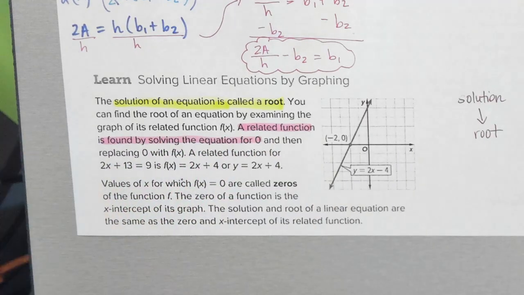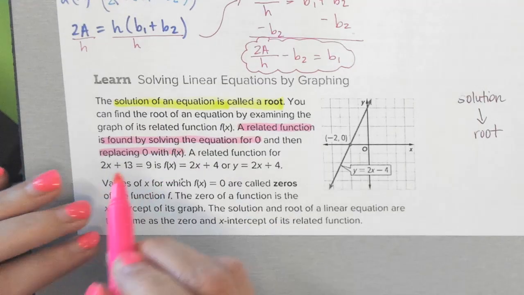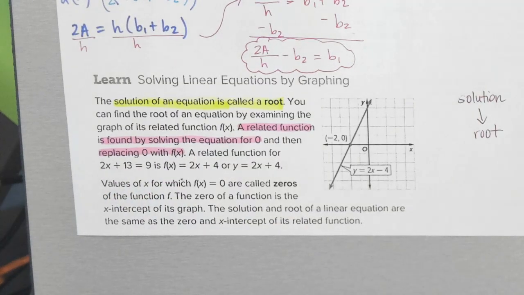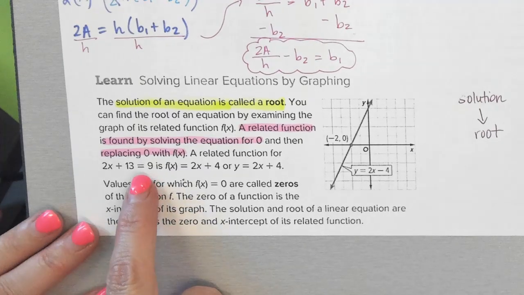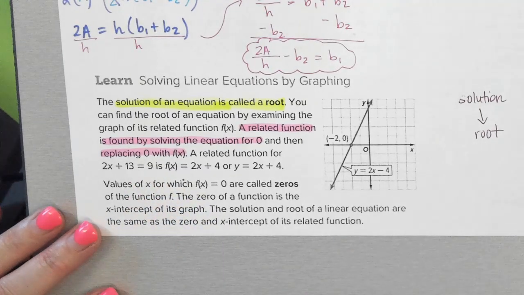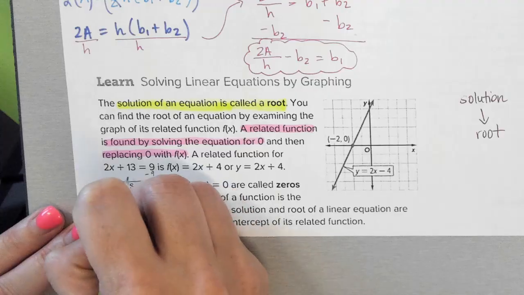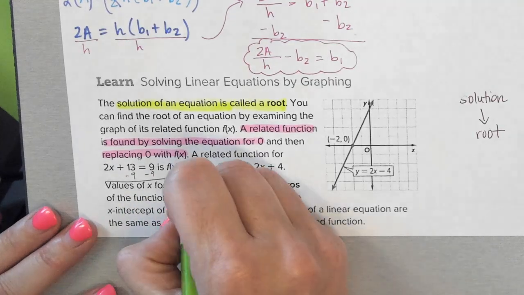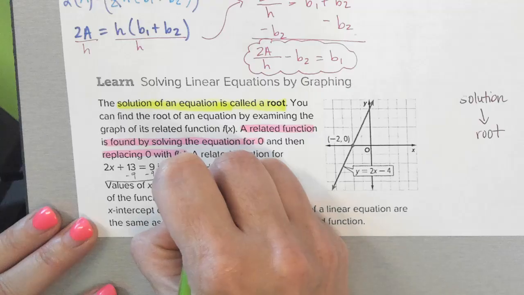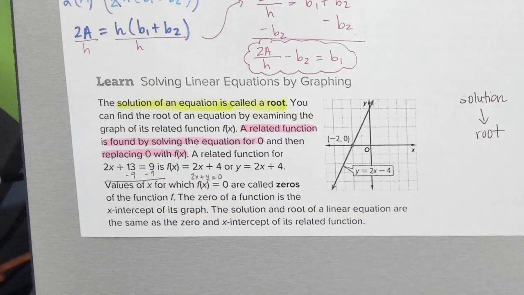Okay, what you do is you solve the equation for 0, and then you end up replacing 0 with f of x. Okay, so when you're doing this one, you would subtract 9 from both sides. I know this looks kind of weird because you can't see the 0. But if you were to minus 9 from both sides, you'd end up with 2x plus 4 equals 0, and then you just replace that with an f of x.